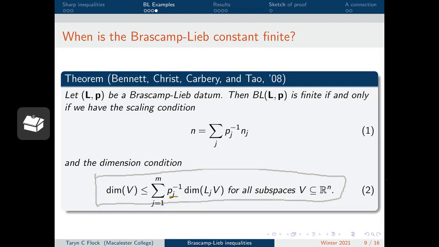Think the fact that Loomis-Whitney, where my kernels are each of these coordinate axes, only works when all three functions are measured in L2.